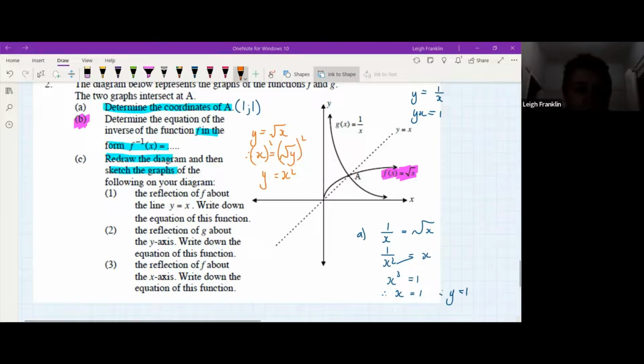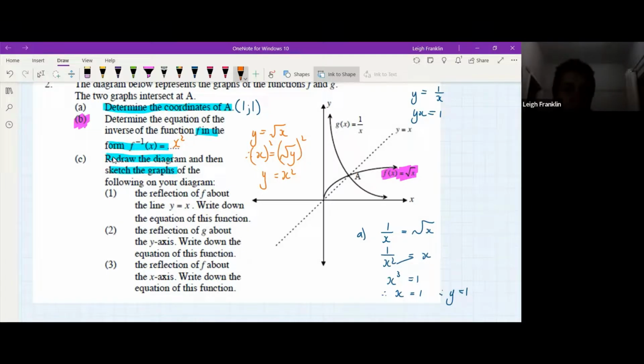All right, so in the form f to the minus 1 of x, it would be equal to x squared. That's what you should have had for part B. Everybody happy with that? Makes sense where it comes from. Then let's look at the next question.